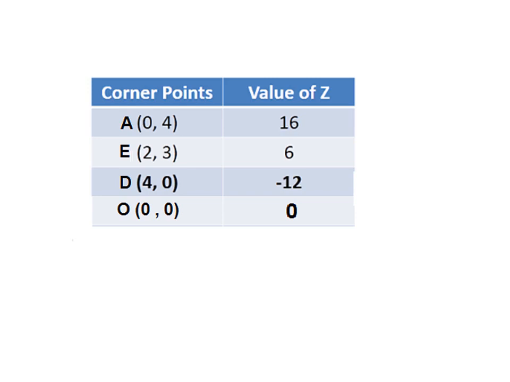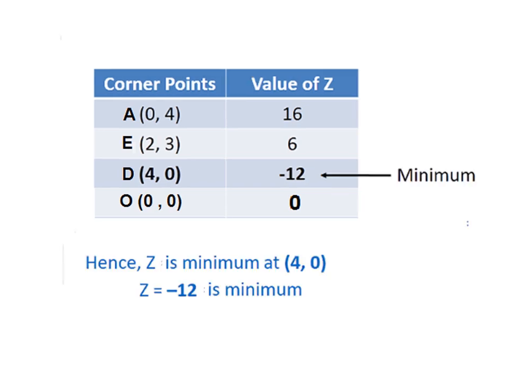And for point D, we put x equal to 4 and y equal to 0, we get minus 12. And the origin, the easiest and the trivial case, that is x 0, y 0, the value of z is 0. So let us look at all the values of z. We see the least value here being minus 12, negative 12. So we can easily say that this is the minimum value of z at the point D, 4, 0.